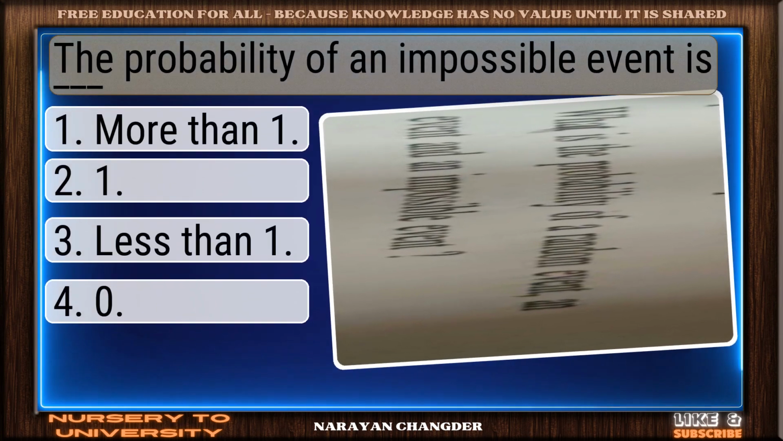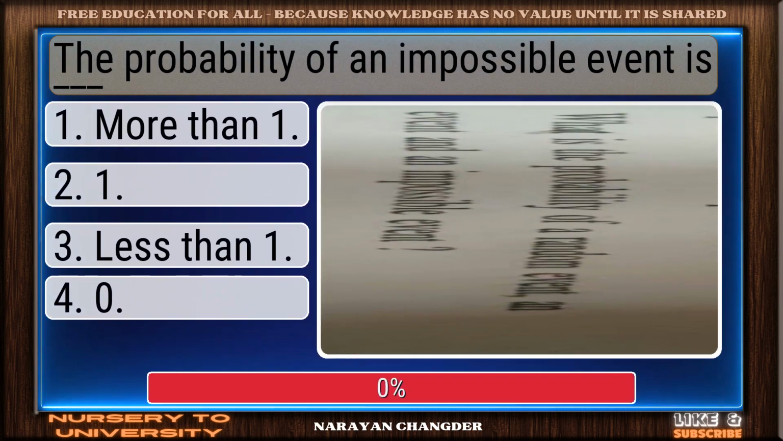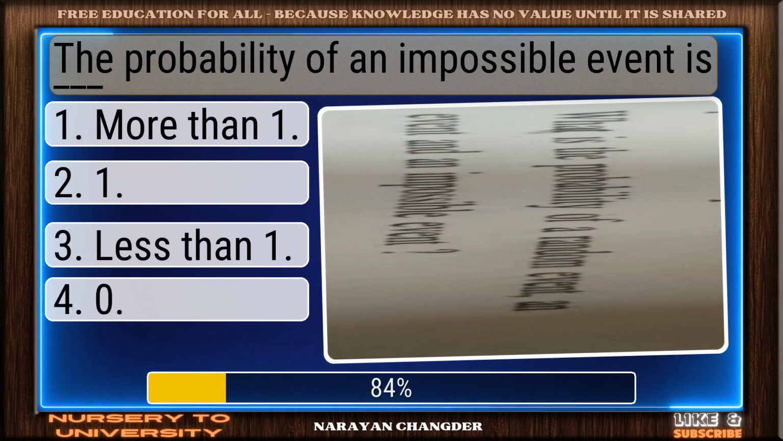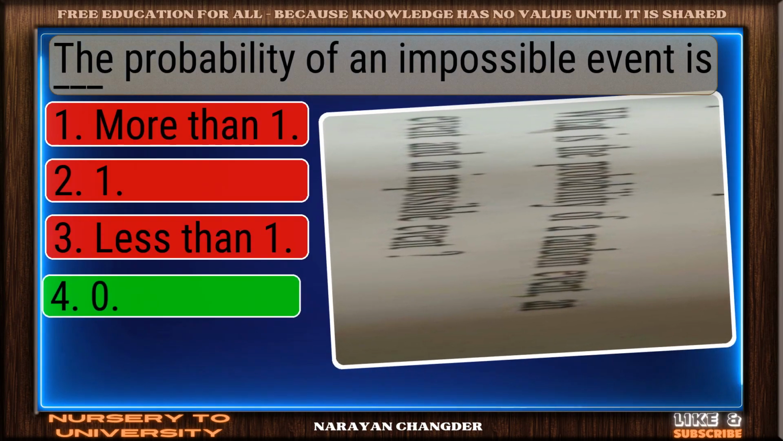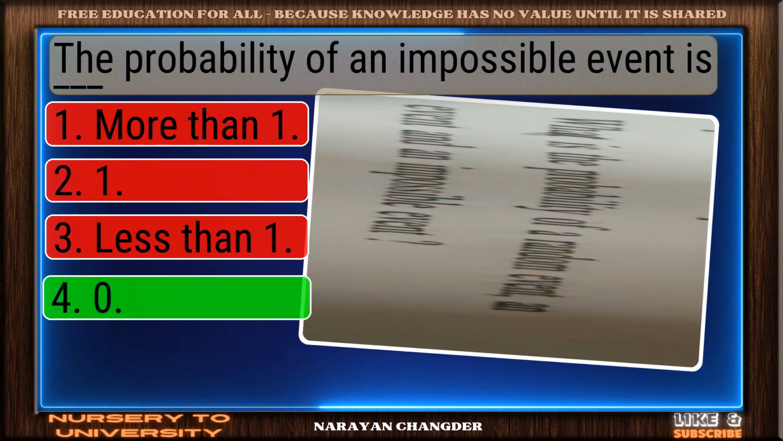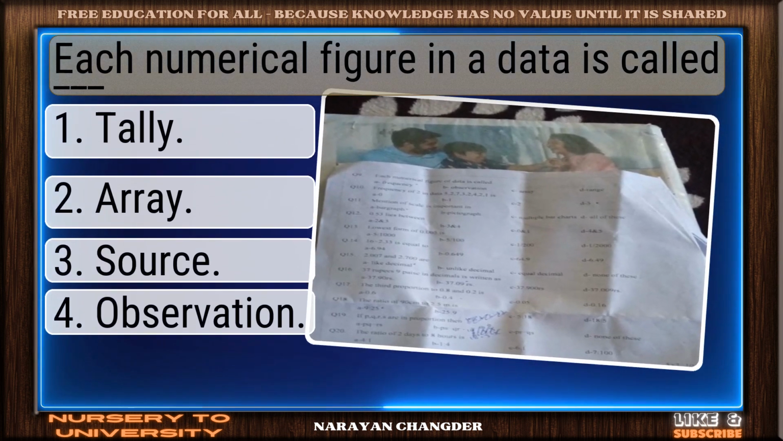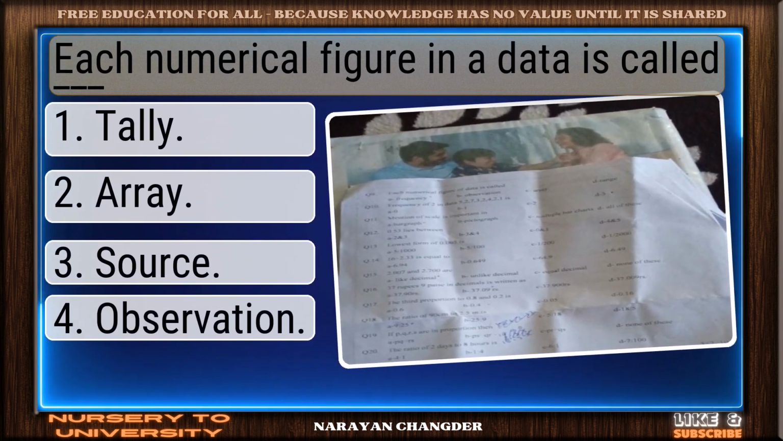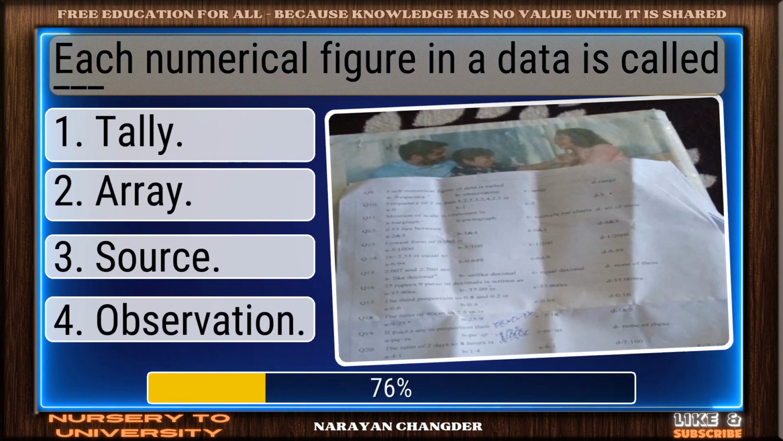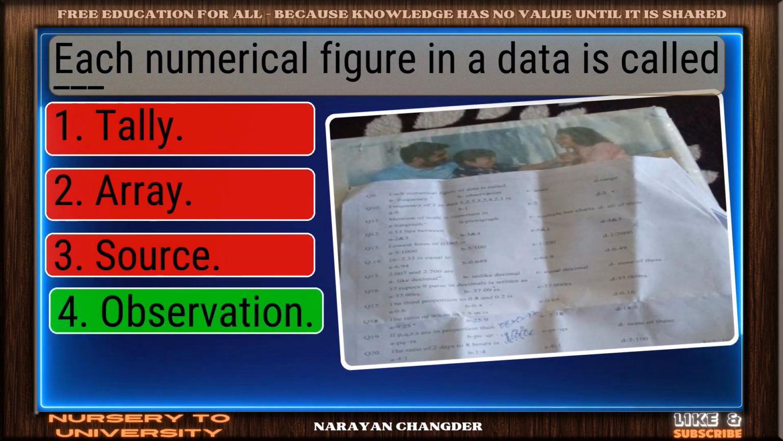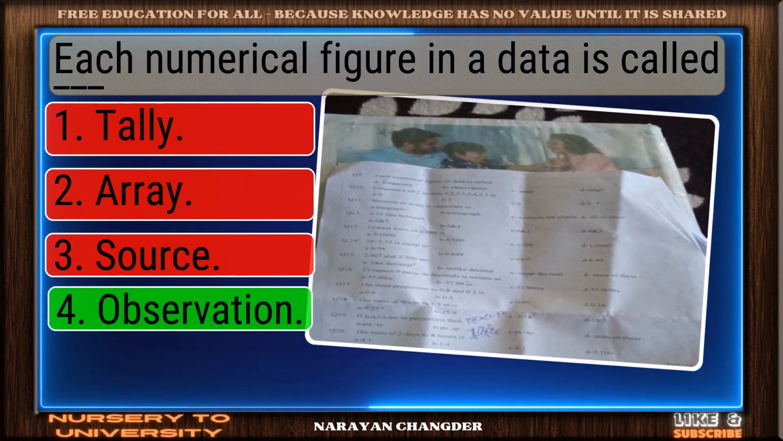Question number 201. The probability of an impossible event is dash. Excellent choice. Zero is the right answer. Question number 202. Each numerical figure in a data is called dash. Strong choice. Observation is the right answer.